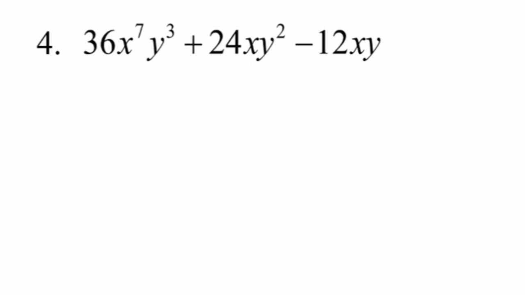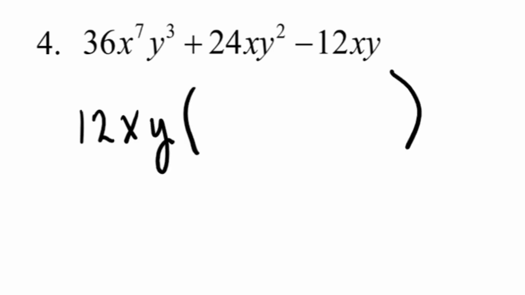But again, if that's something that you don't see right off the bat, please go back to our last video where I showed you a technique that you could use to find these. Okay, so 12. Then all 3 terms have one x in common, don't they? So we're going to use x as part of the GCF. And all 3 terms have one y in common, so we're going to use y as part of the GCF. There's our parentheses. And then we divide 12 into 36, which is 3.